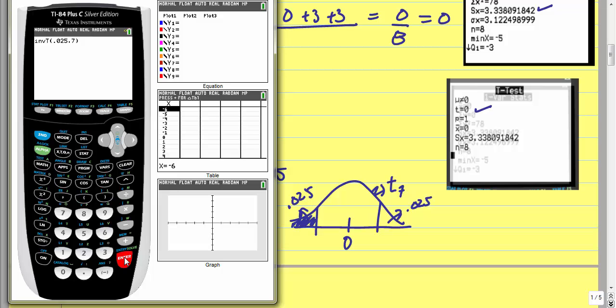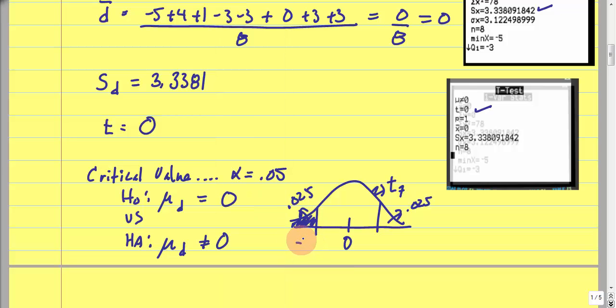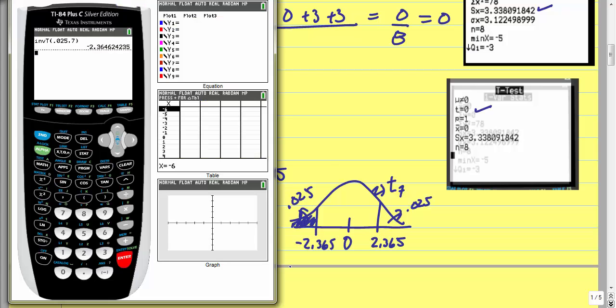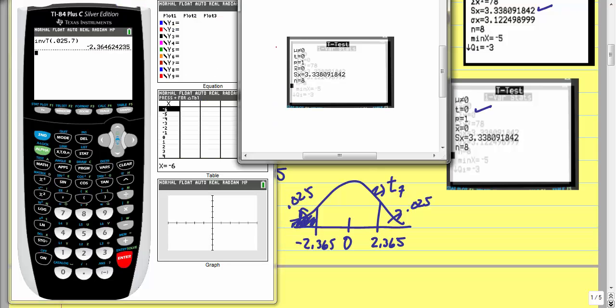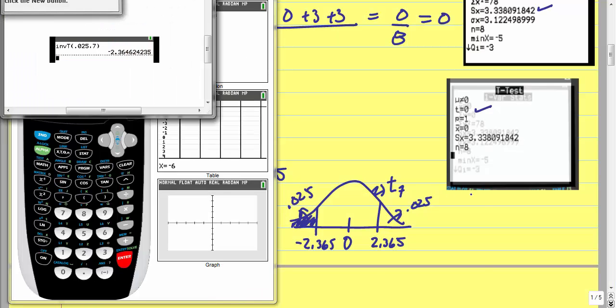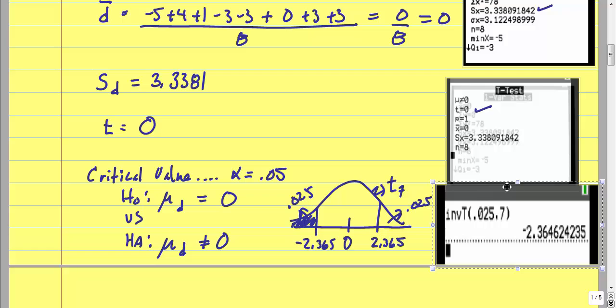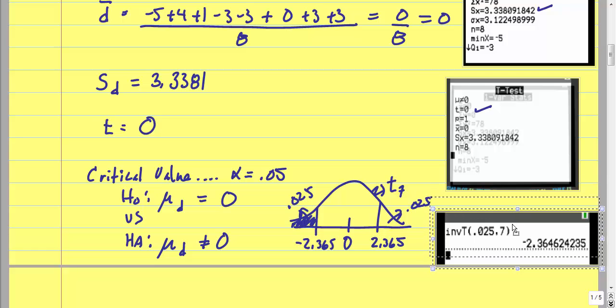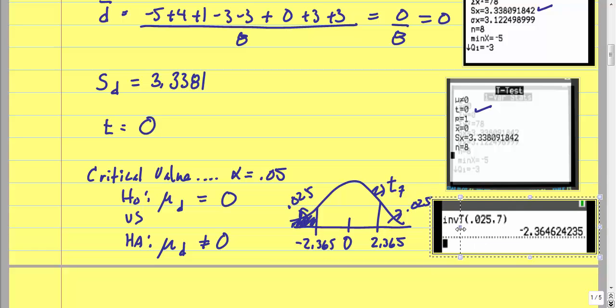And we can see that my value here on my curve is negative 2.365, if we round this. So negative 2.365, positive 2.365. Those are my critical values. Now I could make a decision here because I know that my test statistic has been calculated as 0, but the first question in your homework set doesn't ask you to do that. They just ask you to find the critical value.